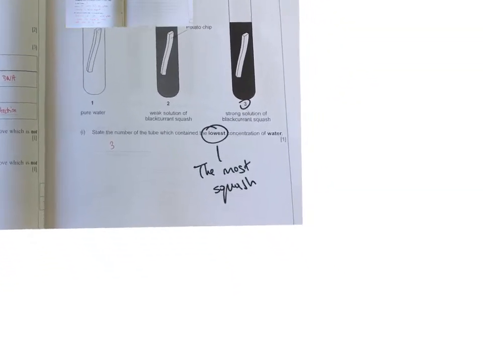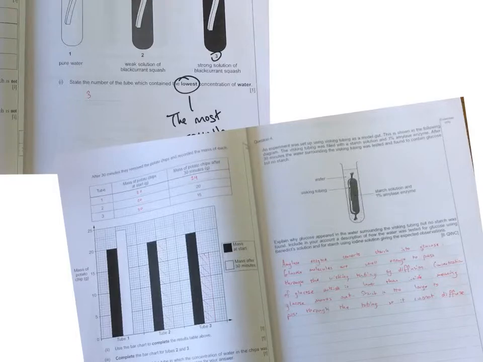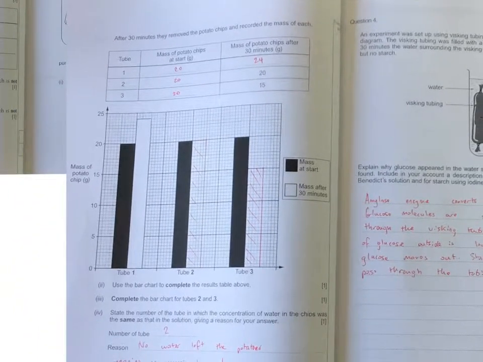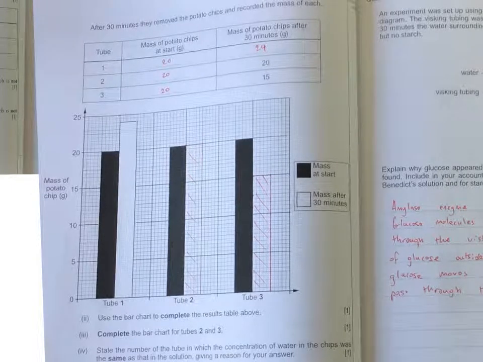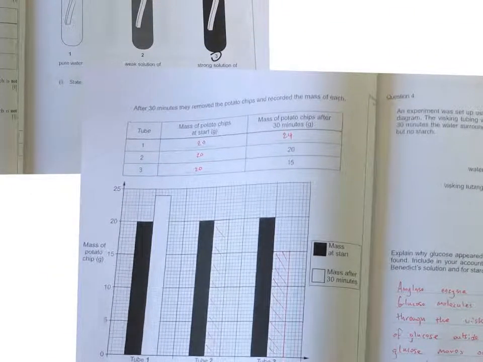So just move question 3 to the side. We're in the same question here, and we've got a bit of a maths activity. They told us at the start, if we just hover back to your question 3, a potato chip of exactly the same size was added to each tube. So I can put 20 in each one, okay?